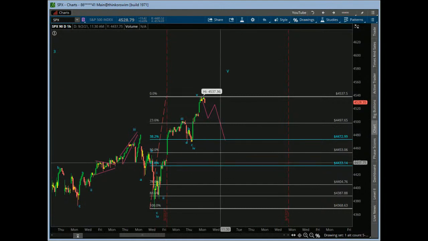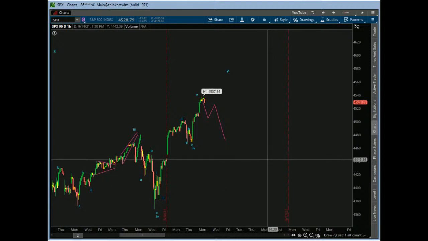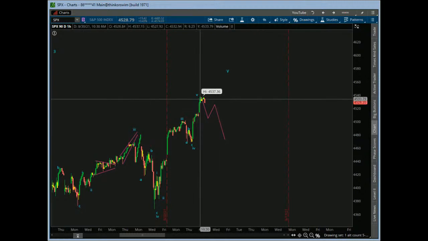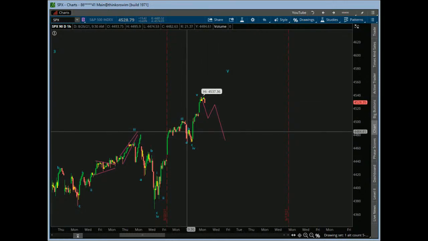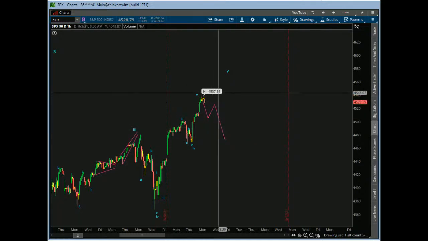So if it does, it can move all the way back to the 618 here as well, depending on if we're in this larger wave 5 or not, and if it's done. So we really need to keep track of this price action and see what happens. It could be as simple as a little bit of a corrective move like we saw last week, or it could turn into a much bigger move. So we really have to pay attention to the price action, but we have to be aware of it, right?